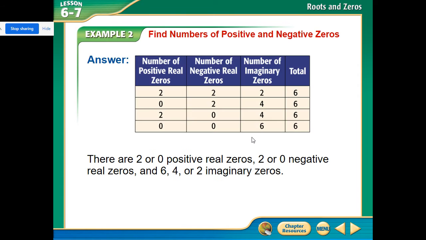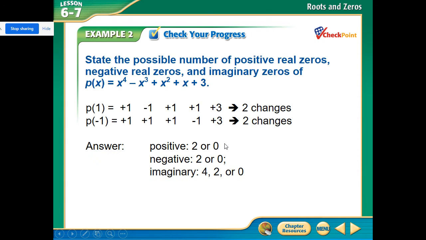All right, so let's talk about this one. How many does this one have? So here's the thing. We have 1, a +1, -1, +1, +1, 3. There's a change there, 1, a change there, 2. So we have 2 possible positives. So I could have 2 or 0 positive answers.